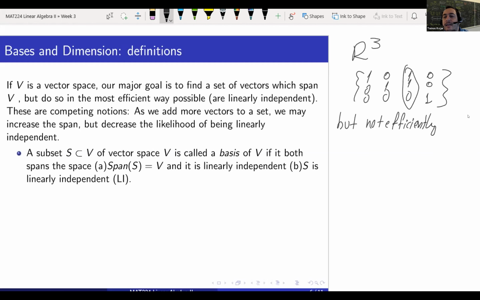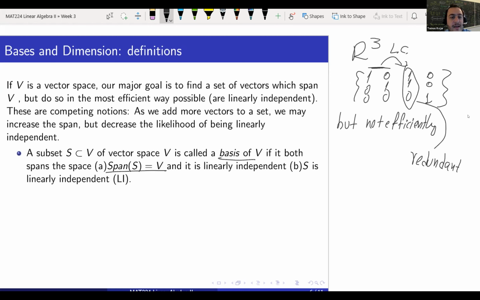Because this vector is redundant, since it can be generated by these two as a linear combination. So that means there's a game here. You want to add enough vectors to span the space, but not so many that you have redundant vectors. So there's a perfect choice, and that perfect choice is called the basis.